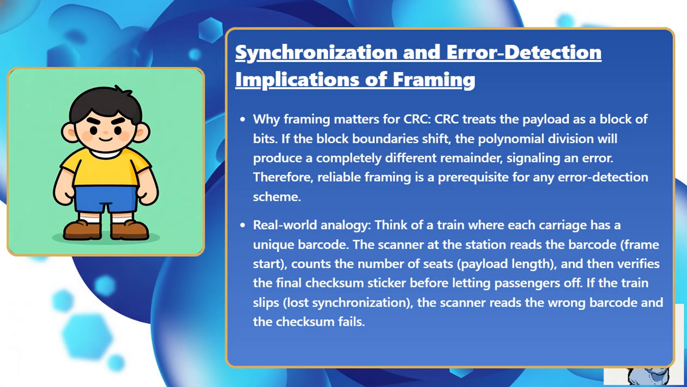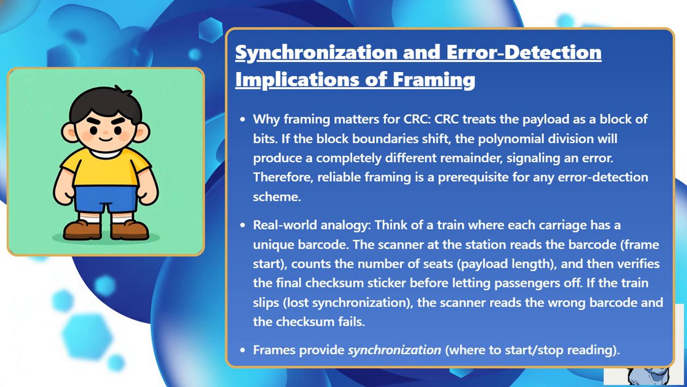Think of a train where each carriage has a unique barcode. The scanner at the station reads the barcode (frame start), counts the number of seats (payload length), and then verifies the final checksum sticker before letting passengers off. If the train slips, losing synchronization, the scanner reads the wrong barcode and the checksum fails.